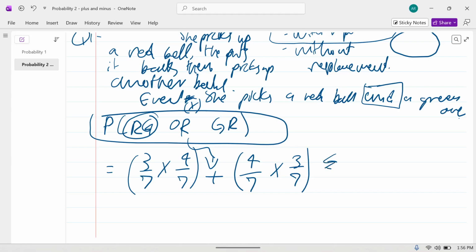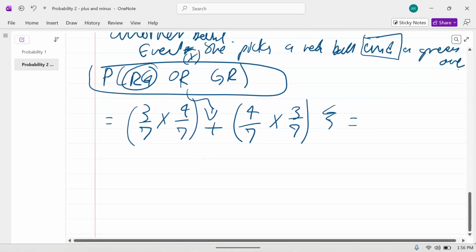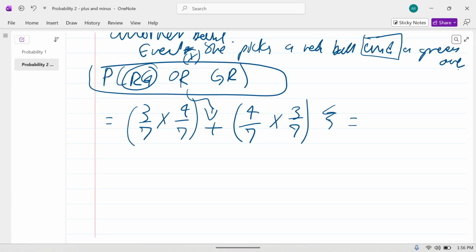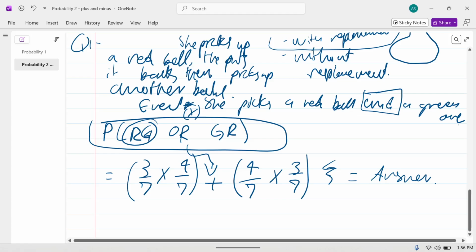Okay, I'm not going to simplify it because I don't have a calculator on me right now. But I mean, this is going to be your answer. Just calculate it. I mean, this is something that you can do. I mean, come on, you're not a kid. And this is how you get yourself an answer. So this is how it works.